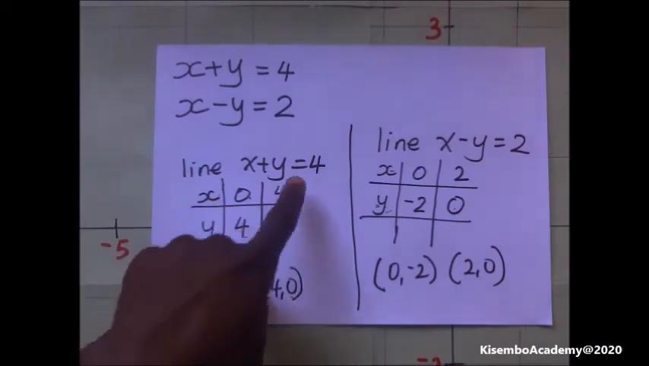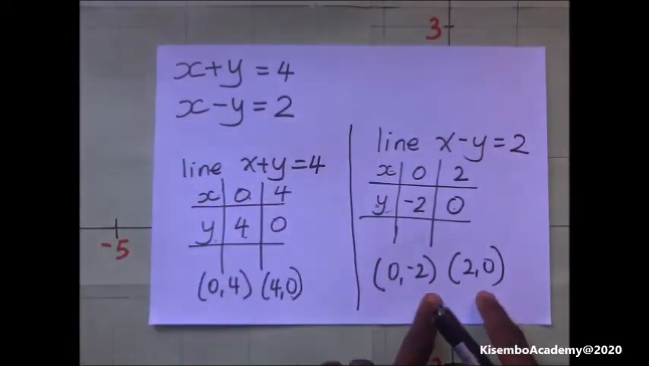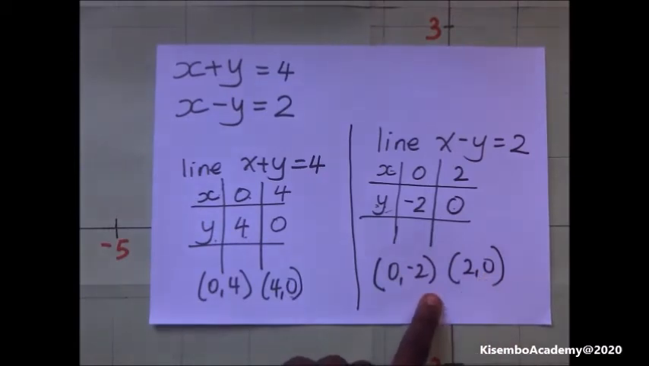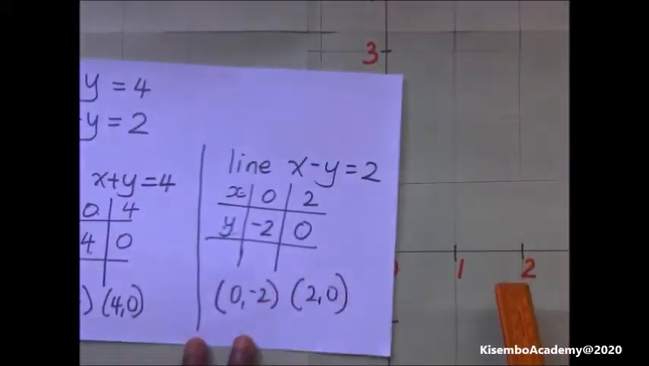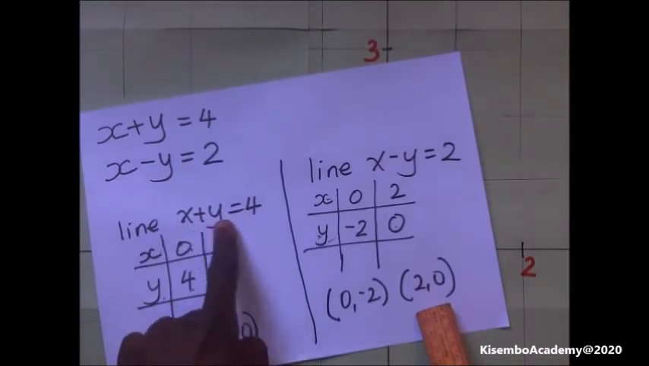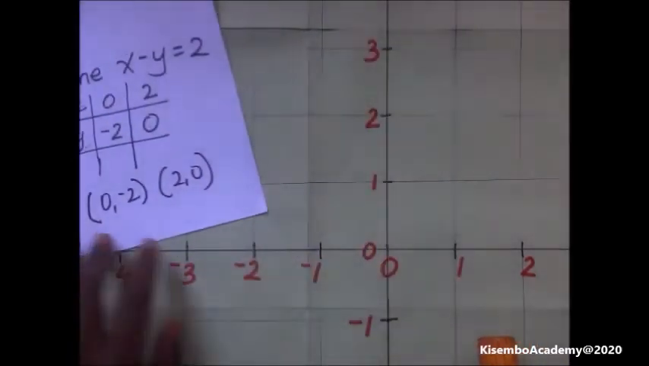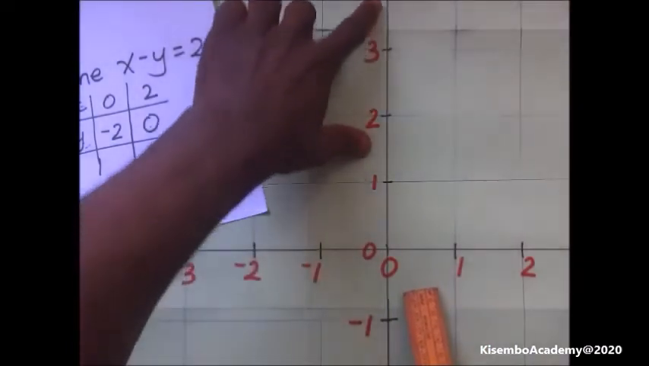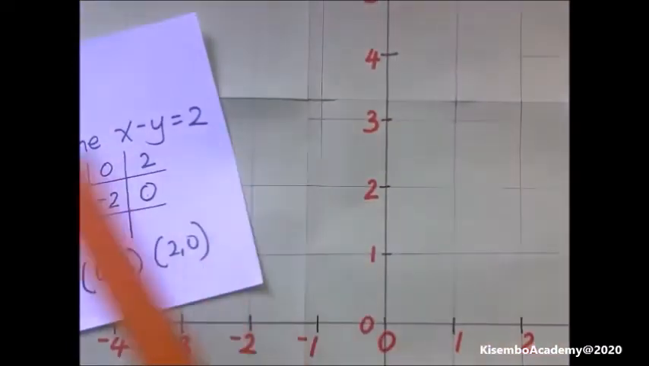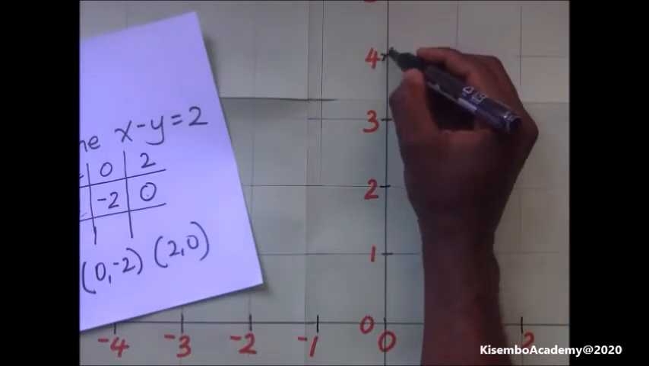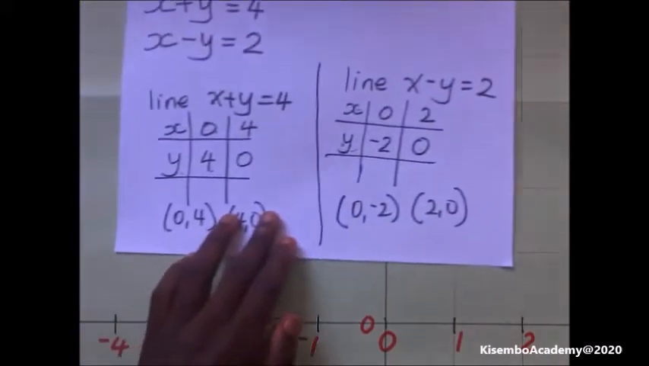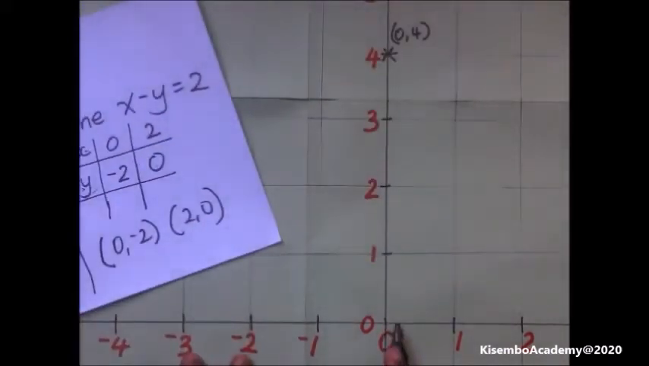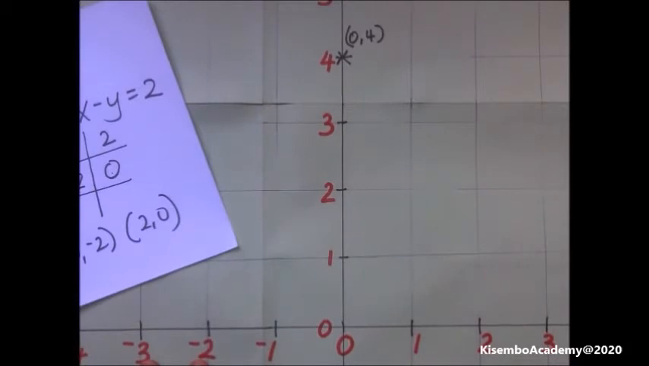We shall plot to draw line x plus y is equal to 4 on our grid. Then we shall also plot the other line. And where those two meet is the solution. So looking at our grid here, for line x plus y is equal to 4, we have 0 comma 4. That is our first point, right there. Then we also have 4 comma 0, right here.